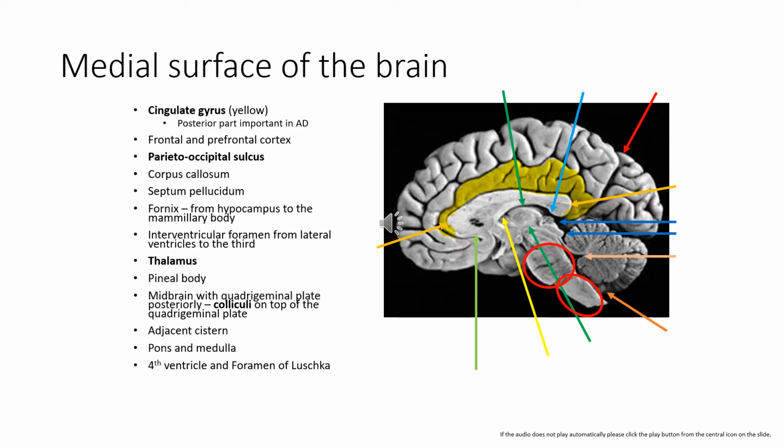If you double click, you'll see two pale orange arrows showing the deep white matter structure of the corpus callosum. These are the broad bands of white matter connecting the right and left cerebrum.